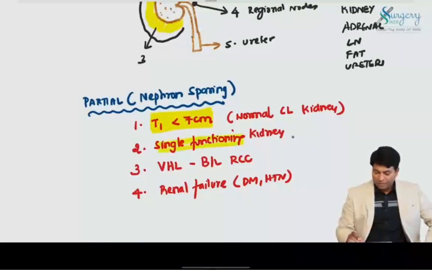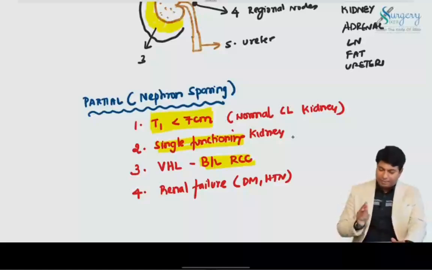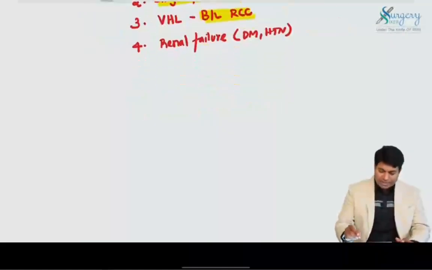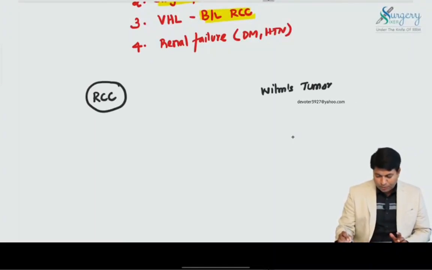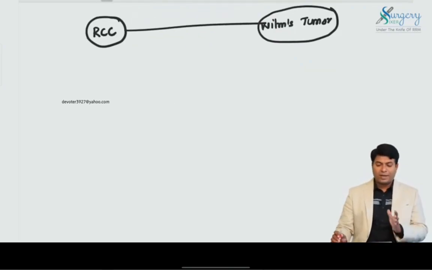Single functioning kidney we do. VHL patients with bilateral RCC we do. And renal failure, diabetes mellitus and hypertension we do. So these are the points you must know in renal cell cancer. When I discuss renal cell cancer, I should also discuss Wilms tumor simultaneously, the pediatric counterpart. So let me tell you the differences so that you can understand easily.